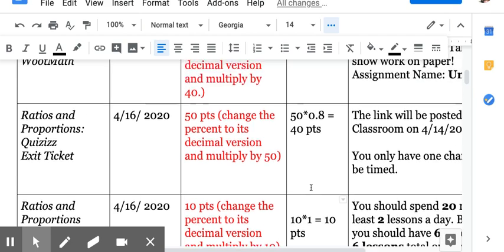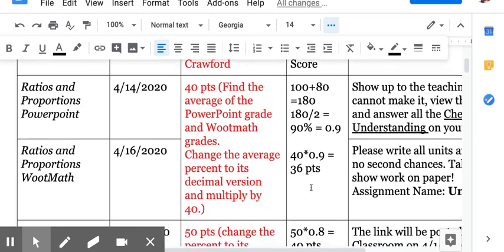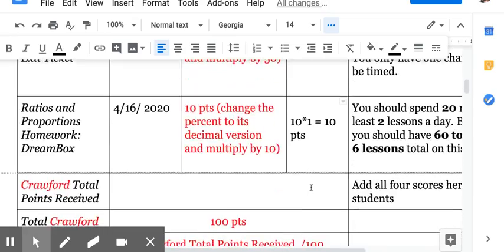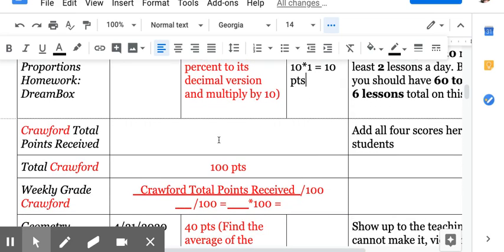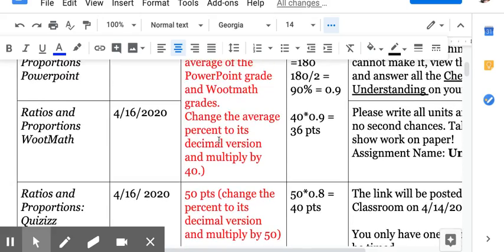So what I'm going to do is add up all of his points so he can know his grade. So his point total is going to go right here. It's going to be 36 plus 40 plus 10.